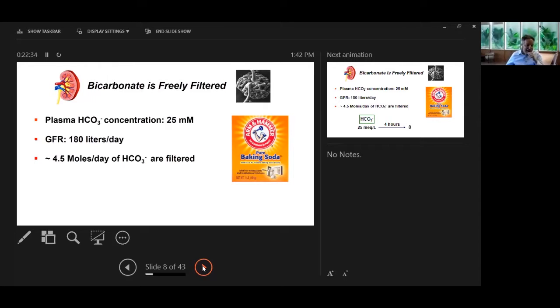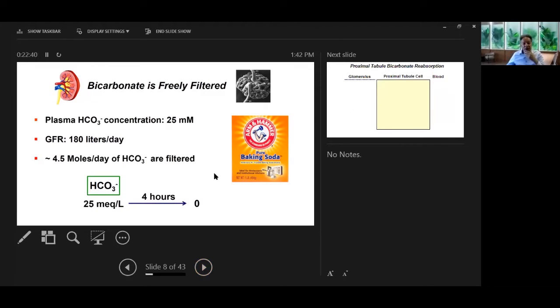Push the button again, Ruth, it'll go to the little cartoon. And if all the bicarbonate came through the glomeruli and nothing else was done, in about 4 hours, you would be peeing out all your bicarbonate and you'd have nothing left. It would go from 25 to 0 very quickly. So clearly that doesn't happen. Next slide.